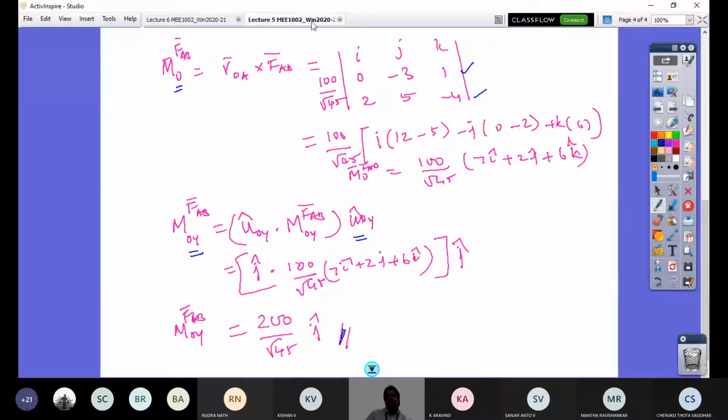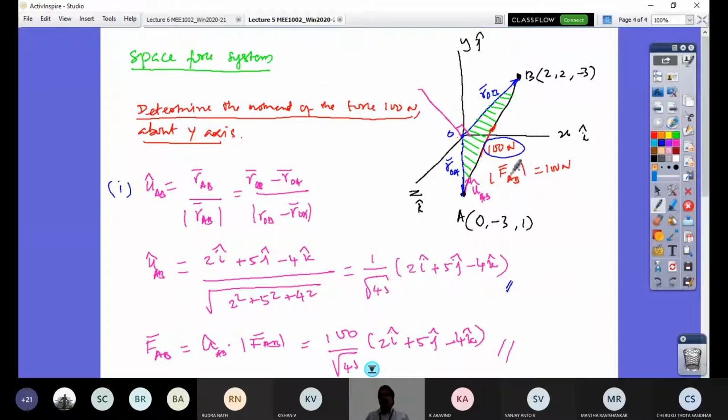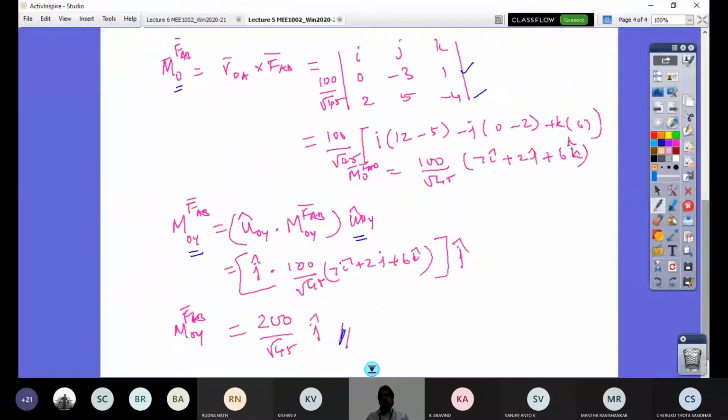So now my question is, we can also extend this application. What is the shortest distance between the line AB and the y-axis? That's the question. So how do you solve it? By solving that problem, I'm going to get into today's lecture. So I extend this.